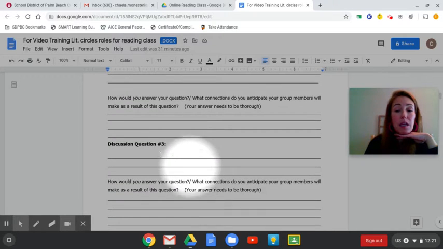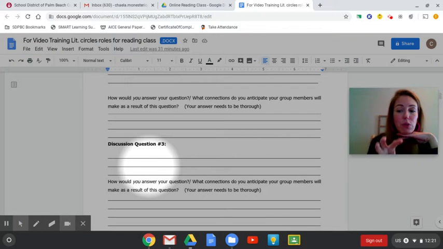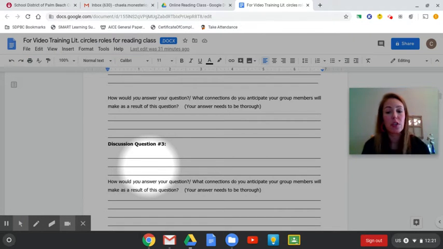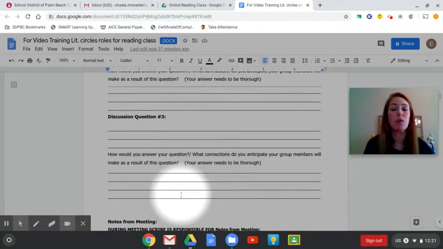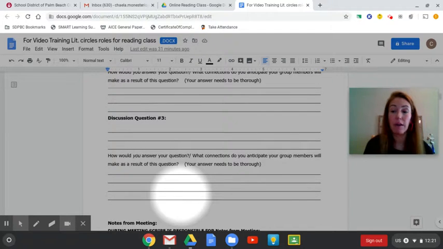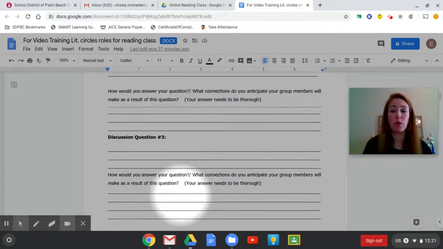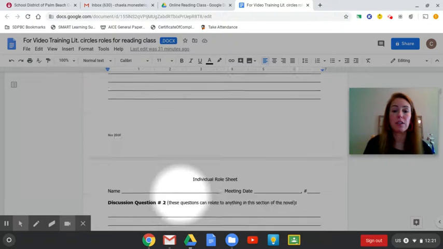And you do the same thing for your third discussion question. Once again, it has to pertain to the section of the book that you're reading for this Lit Circle. You'll come up with a third discussion question, and once again, answer it below thoroughly and proofread all of it for grammar, okay? So that's what you will do prior to the Lit Circle meeting.